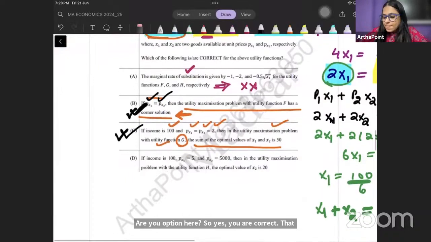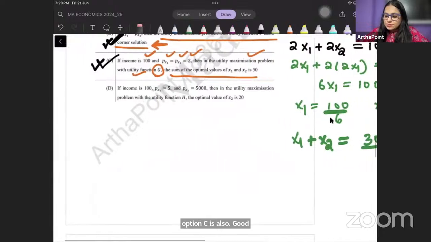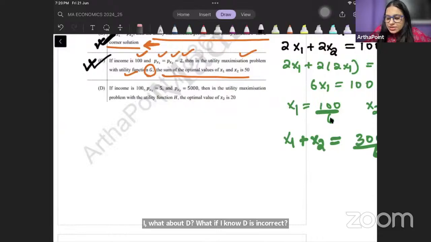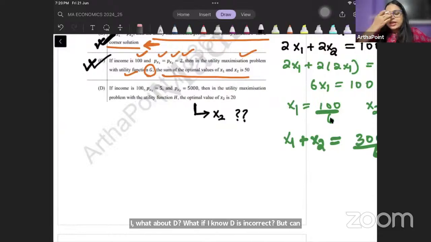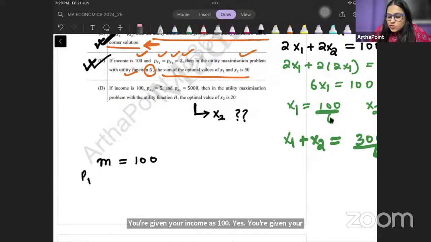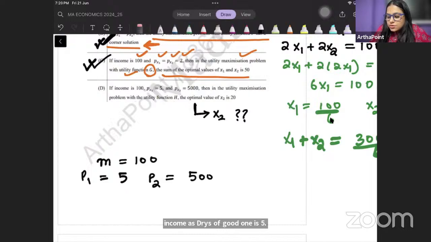Correct. Okay, what about D? I know D is incorrect, but can you tell me the optimal value of x2? What optimal value are you getting for x2? Anyone, can you tell me what is the optimal value of x2 you're getting? You're given your income as 100. Price of good one is 5. Price of good 2 is 5,000.